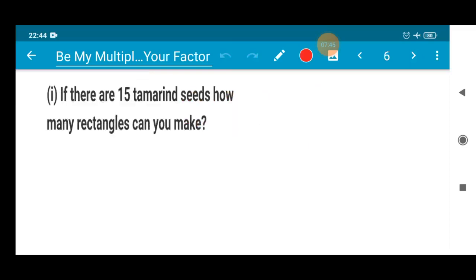Okay, next one. If there are 15 tamarind seeds, how many rectangles can you make? Alright, I want to give you this as a home assignment. Try it. If you have 15 tamarind seeds, how many rectangles can you make? Very simple. I hope you people will enjoy it.